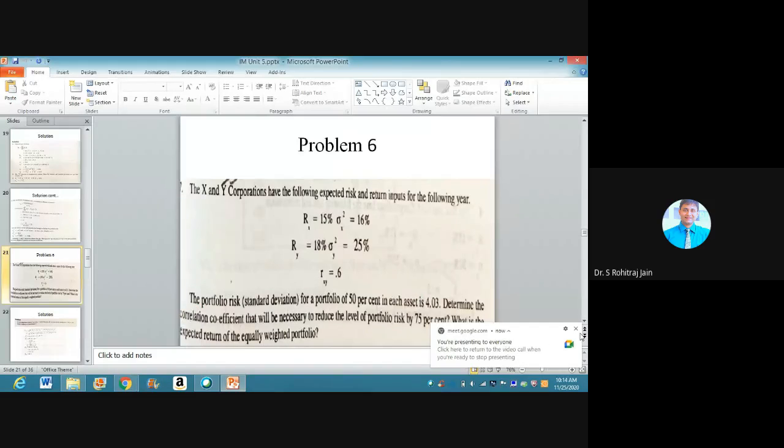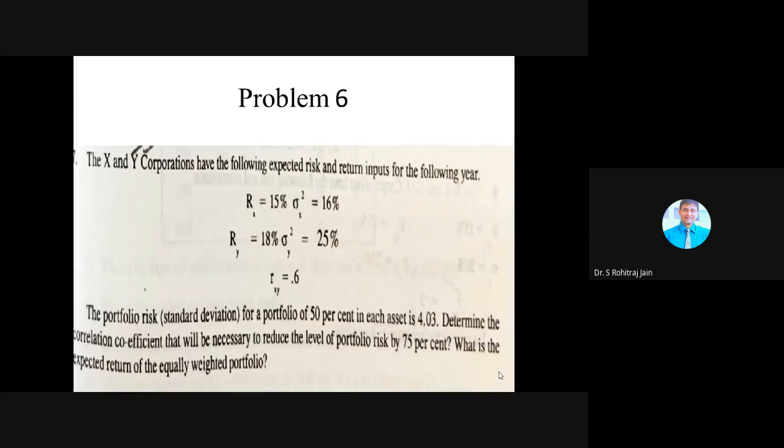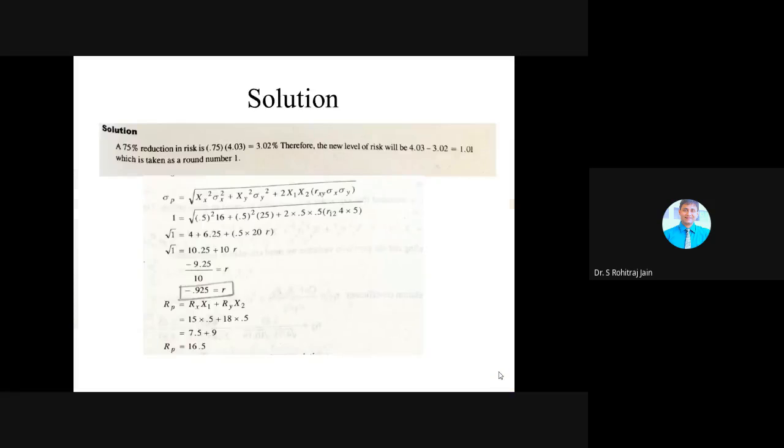Okay. Now we will understand the problem and go for the solution. Students, they have given me two companies, X and Y. The return of X and Y they have given, the variance of X and Y they have given. Then the portfolio risk, standard deviation for a portfolio of 50% in each asset, they have given as 4.03. Now, after understanding what we need to calculate, we will go for the solution. The first part in the solution is a bit tricky here.